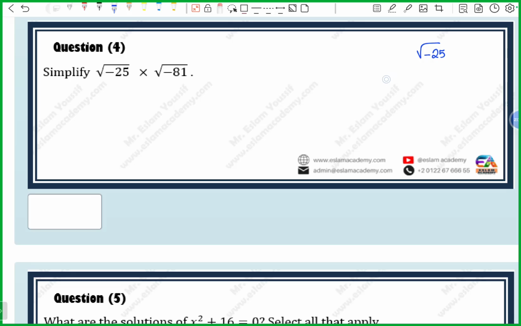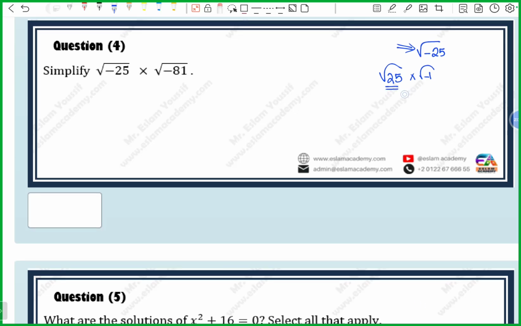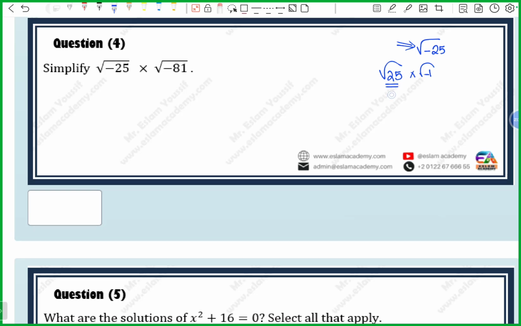We said the square root of -25 is equal to the square root of 25 multiplied by the square root of -1. The problem that we have is the negative, so we need to differentiate between them. Can we find the square root of 25? It's 5. The problem that we have here is the square root of -1. So we said we will imagine that the square root of -1 equals i. Any problem? So instead of the square root of -25, it will be 5i.